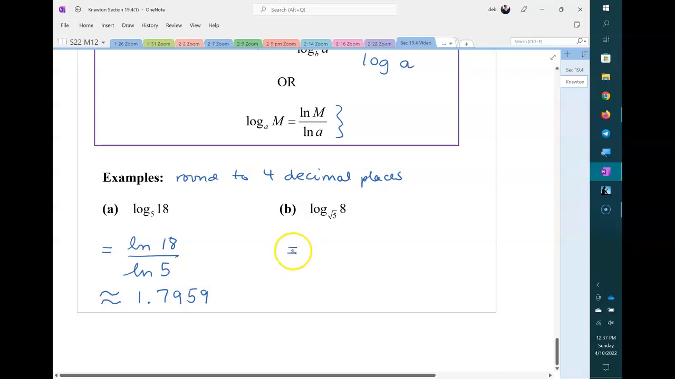And then the log base square root of 5 of 8 is the ln of 8 over the ln of the square root of 5, and I'm getting 2.5841. So that's it for section 19.4.